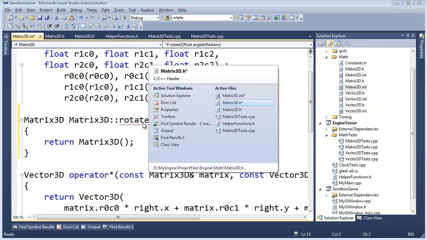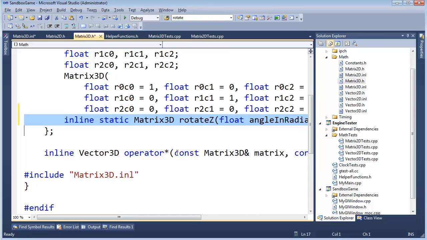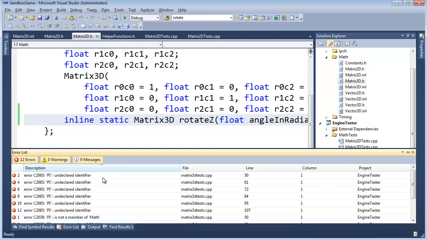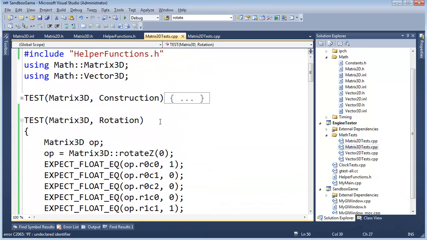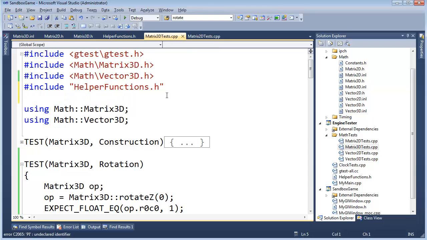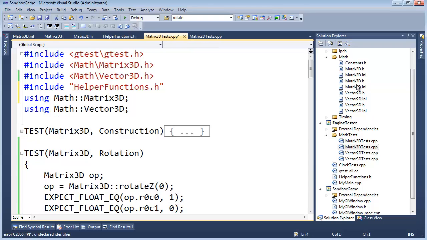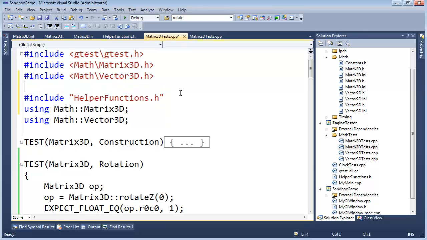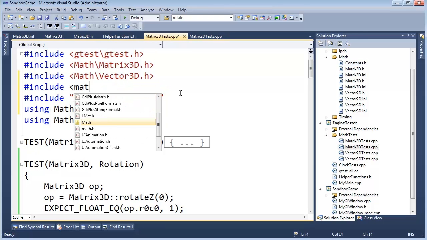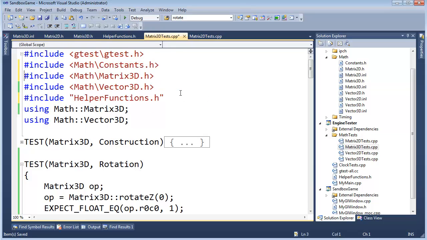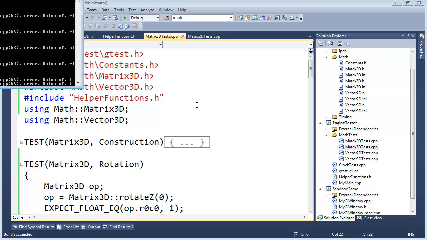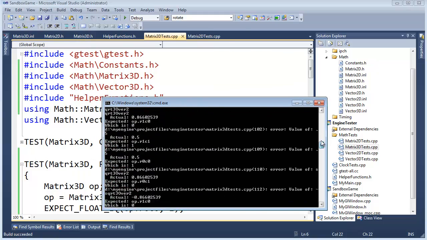rotateZ has no member. RotateZ, it does have a member. IntelliSense, I think you're just having a hard day. Pi not defined, because we need to pound include. Do you remember we made a constants file here for that? So pound include math/constants. And I want to be alphabetical as much as possible within the same group of includes. Control-Shift-B. Okay, good. Run.